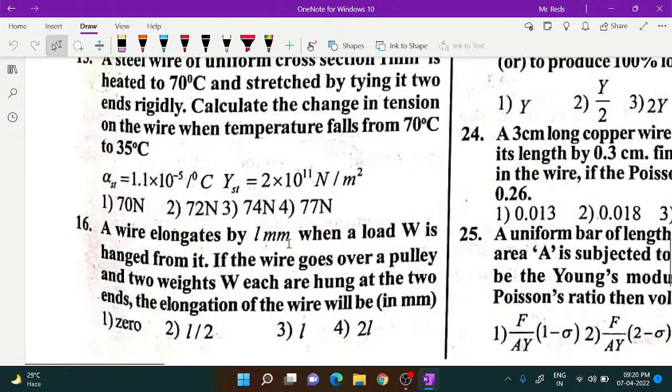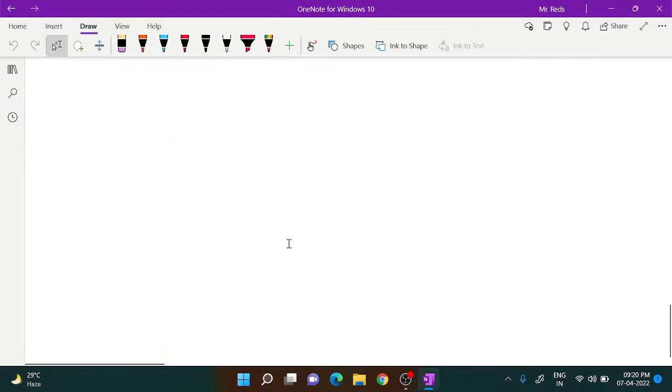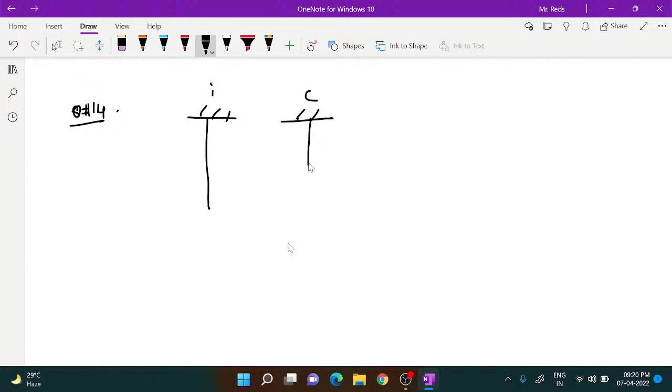So let us try to consider this here. Question number 14. It is given that there is an iron wire and a copper wire. Let us consider here, this is the iron wire, and here we have the copper wire. They have the same length and cross section. So its length and its length are the same, and the area is also the same. They are suspended from the same roof.